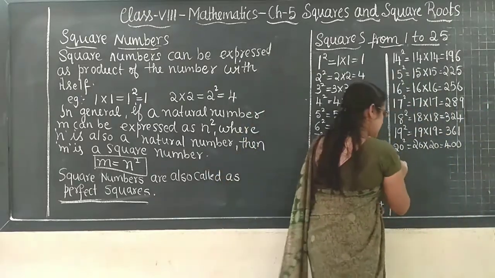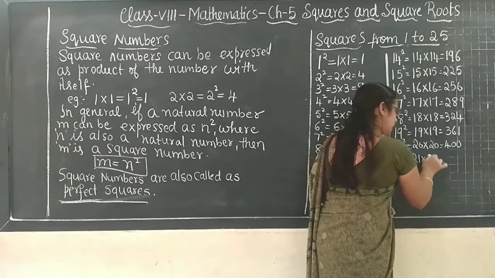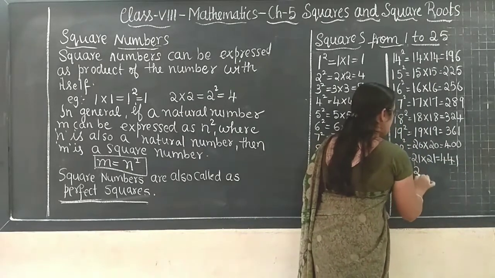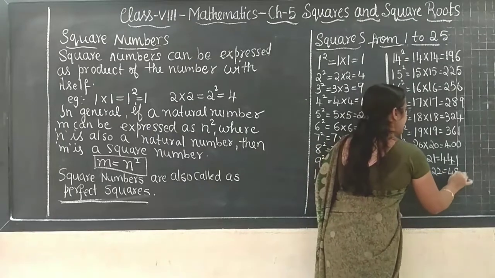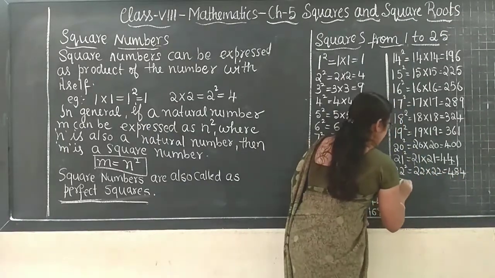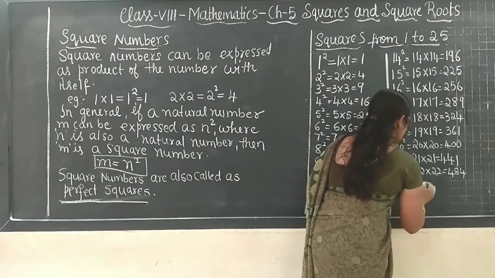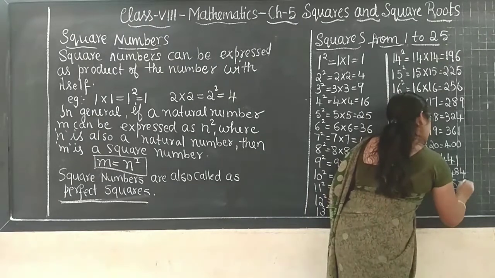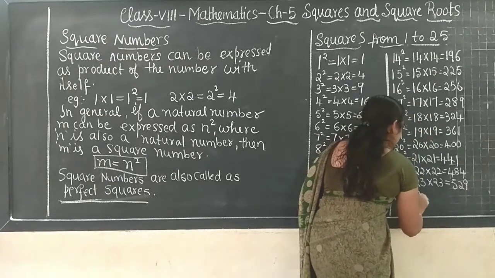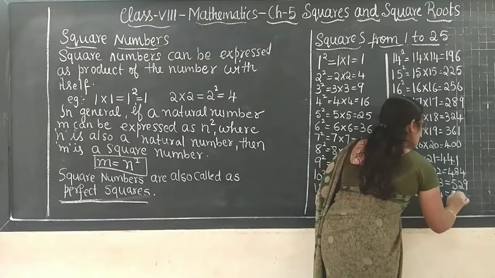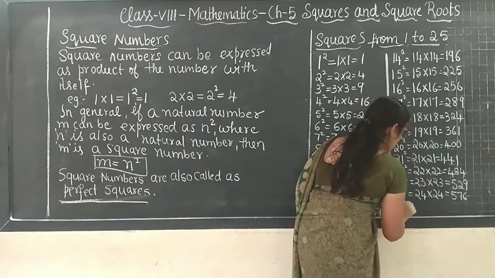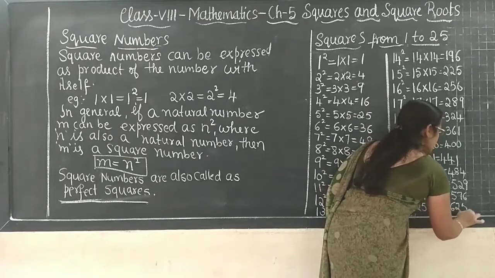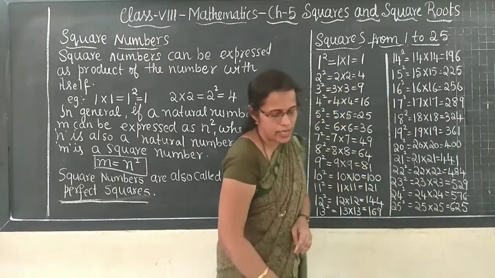Next, 21 21s are 441. 22 22s are 484. 23 23s are 529. 24 24s are 576. 25 25s are 625. So like this you have to learn by heart all the square numbers.